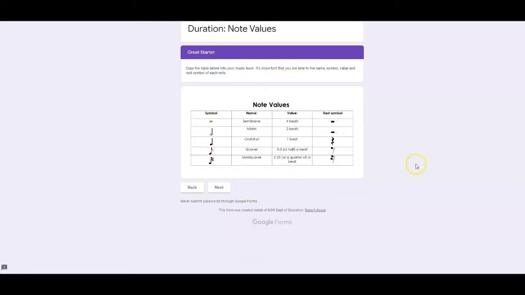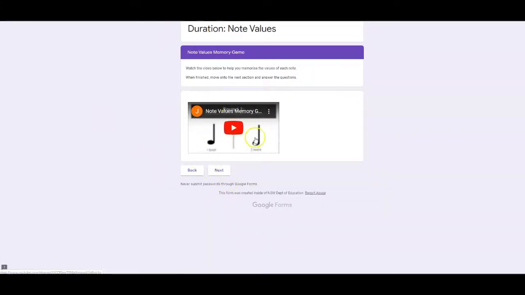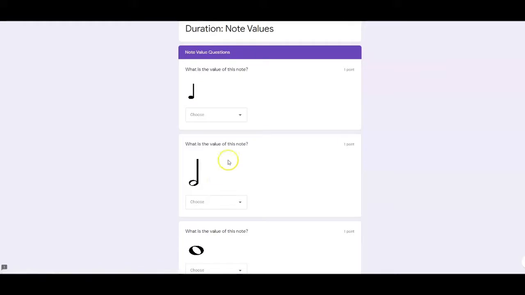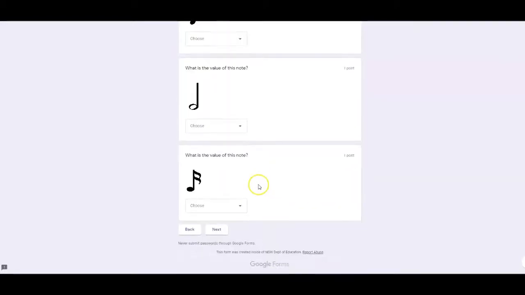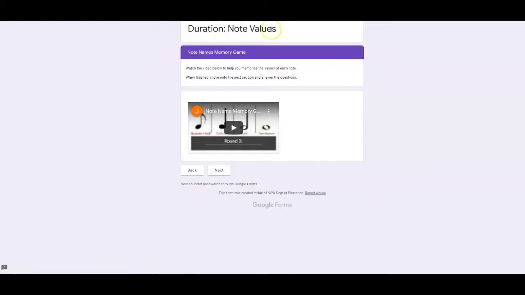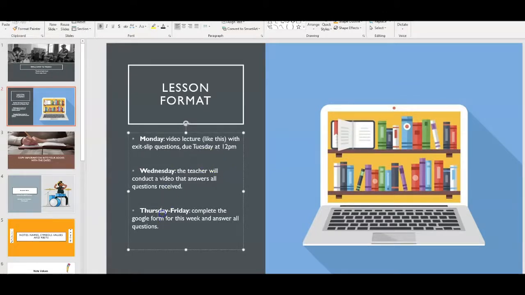Here's an example of one of these quizzes. There will be information to help you answer the questions. There will be some videos for you to watch to help you memorize some of the new content. And then there will also be a series of questions for the teacher to see how you are going with learning this new information. You can answer all these questions and then continue on, watch the next few videos, etc. And then your teacher will mark your work.